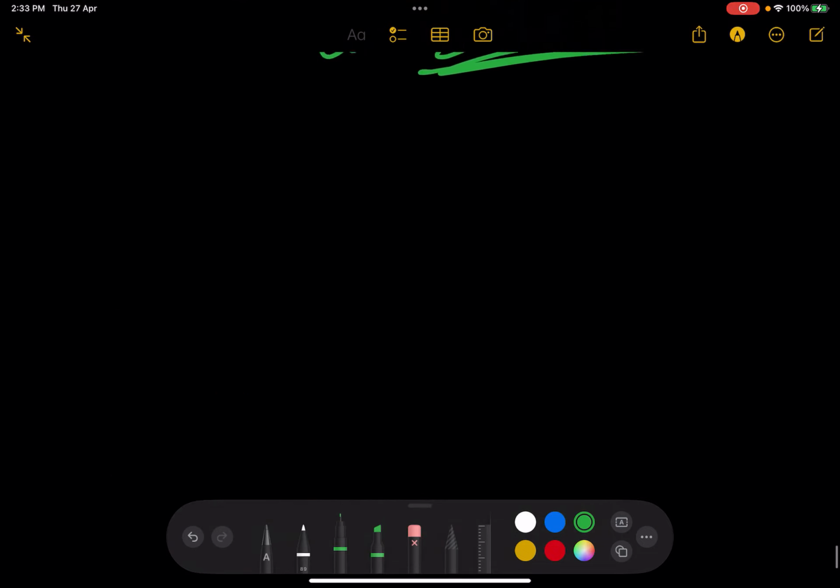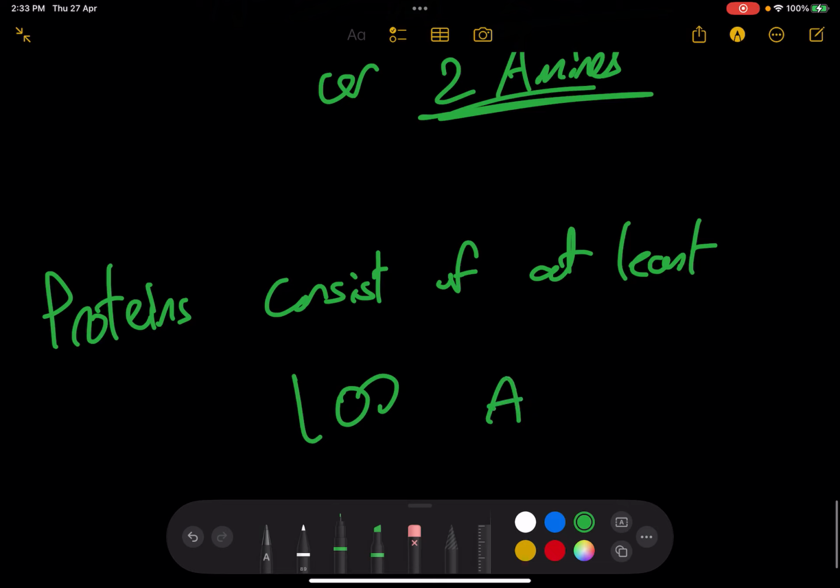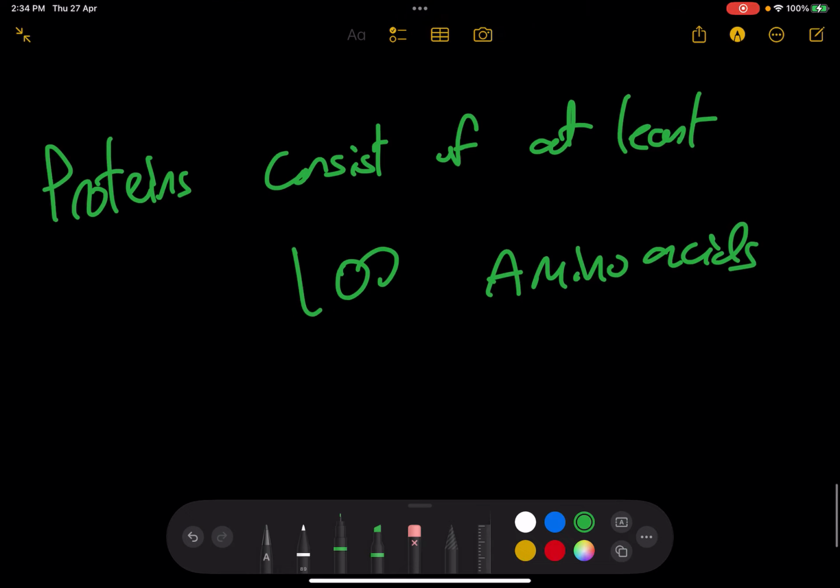And finally, a protein consists of at least 100 amino acids. It will not be called a protein if it's less than 100 amino acids. If it's 99, it's not a protein; if it's 101, it's a protein. We are done. Proteins make up some 15% of our body weight, and along with fats and carbohydrates, they are the main constituents of food. Thank you, Zico.